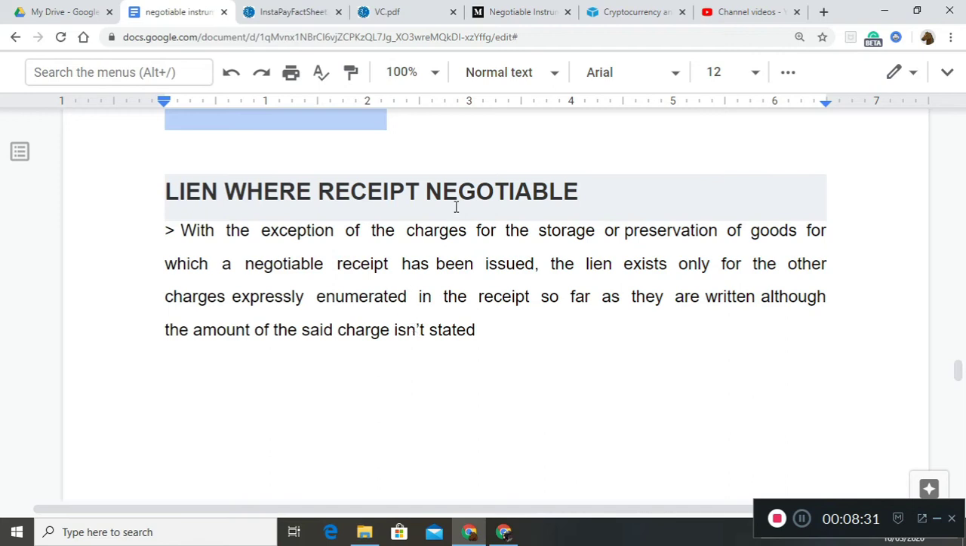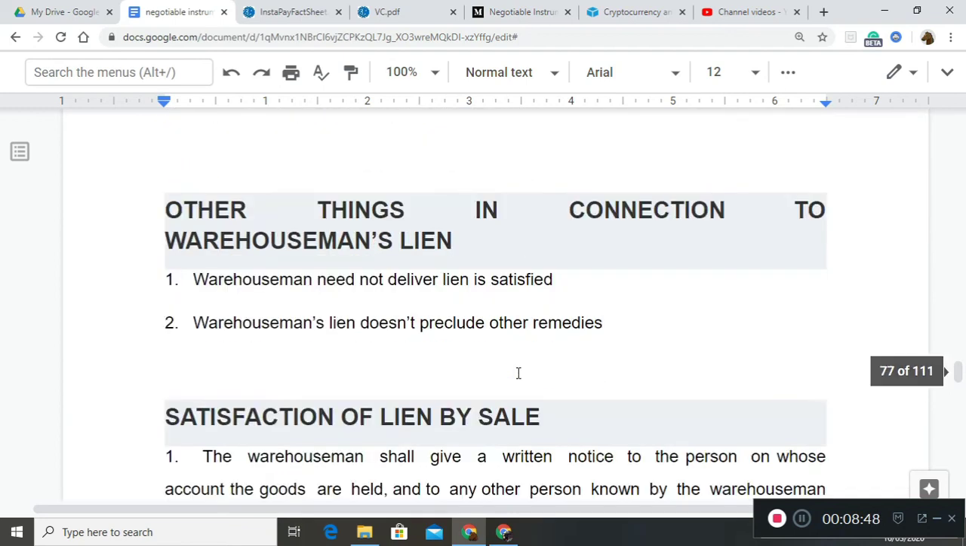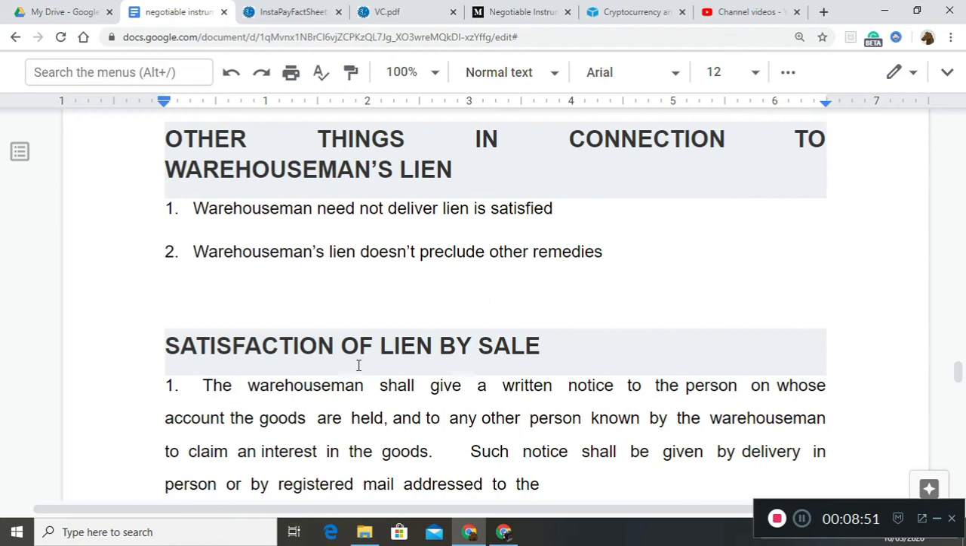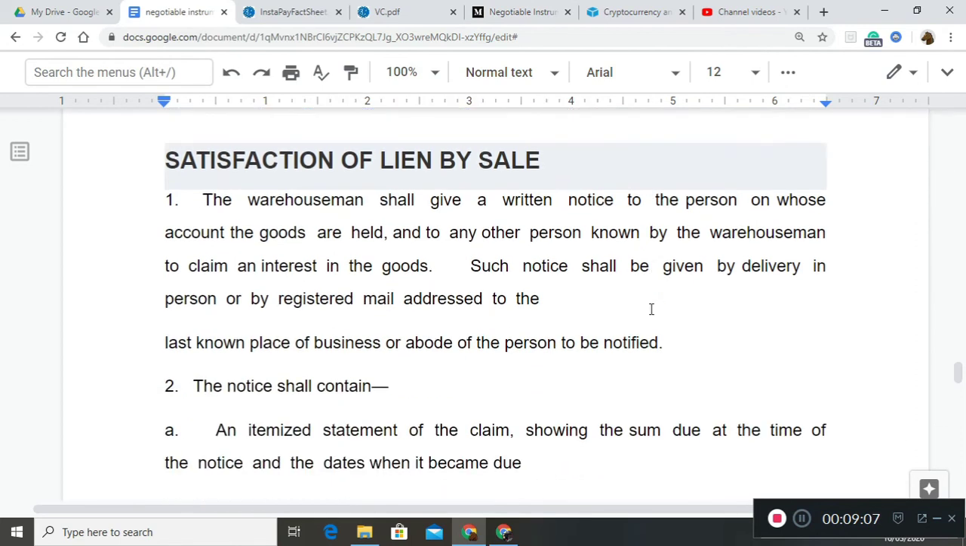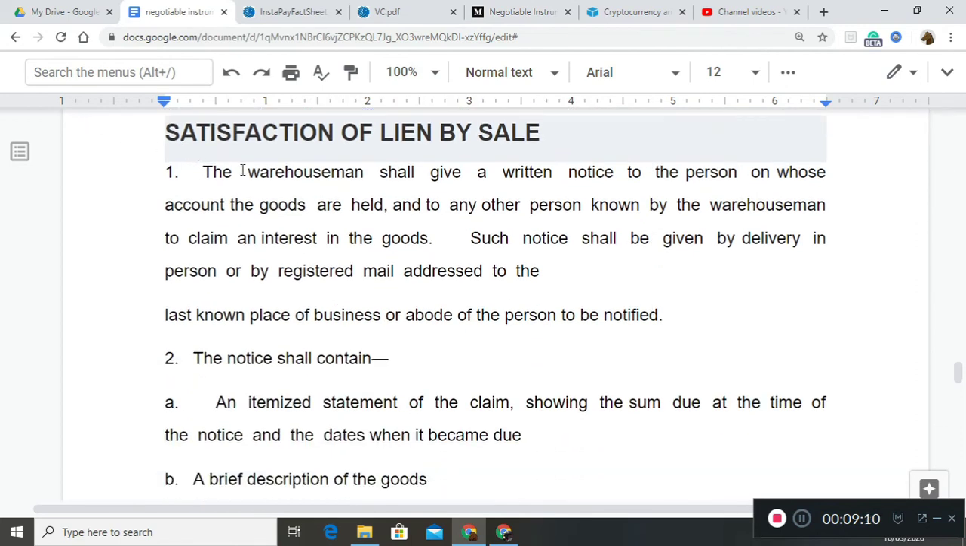Lien where the receipt is negotiable: with the exception of charges for the storage and preservation of the goods, for which a negotiable receipt has been issued, the lien exists only for other charges expressly enumerated in the receipt. Other things in connection with the warehouseman's lien: the warehouseman need not deliver until the lien is satisfied. The warehouseman's lien doesn't preclude other remedies. If our warehouseman has other remedies, then he can go after those other remedies.